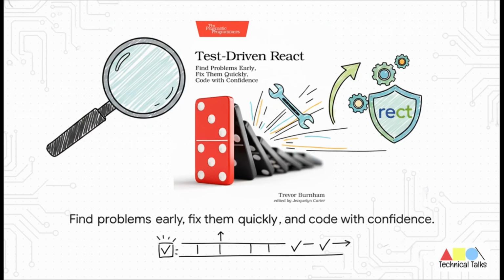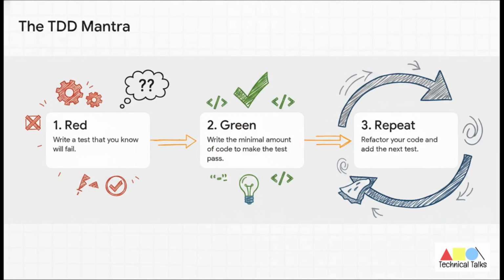The goal here is really simple. Find your problems early, fix them fast, and, most importantly, be able to code with a real sense of confidence instead of that nagging feeling of uncertainty. The whole process really boils down to a simple, repeatable little cycle. First, red. You write a test that you know is going to fail, because, hey, you haven't written the code for it yet. Then, green. You write the absolute bare minimum code you need to make that test pass. No more, no less. And finally, you repeat the cycle by refactoring, cleaning up your code, and then writing the very next failing test. It's this really tight, super satisfying feedback loop.